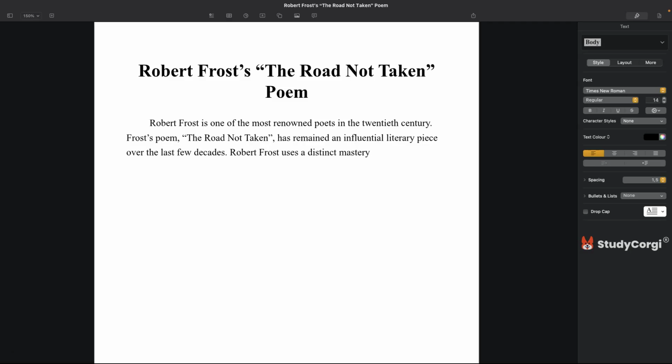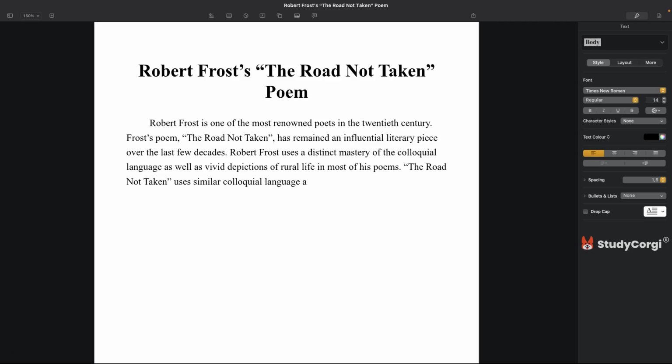Robert Frost uses a distinct mastery of the colloquial language as well as vivid depictions of rural life in most of his poems. The Road Not Taken uses similar colloquial language as well as the rural American setting to pass several philosophical and sociological messages.